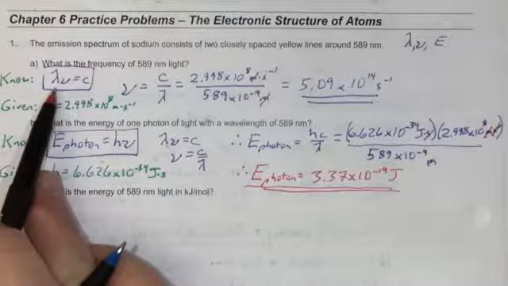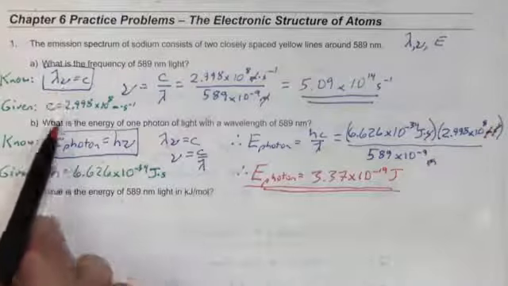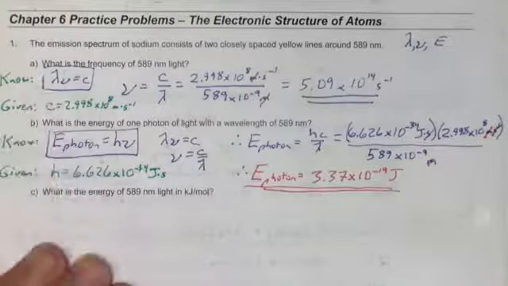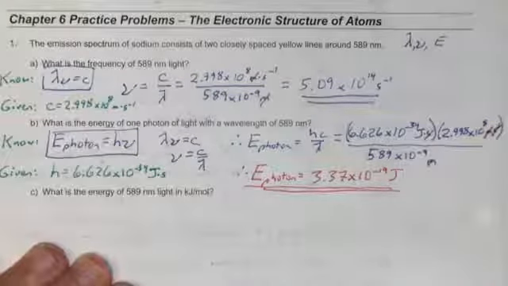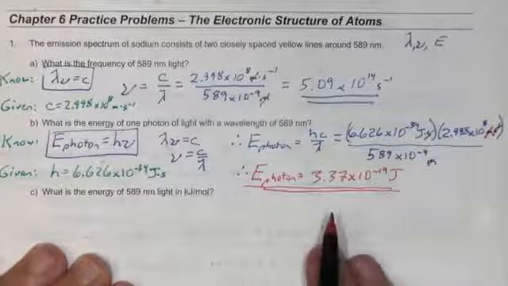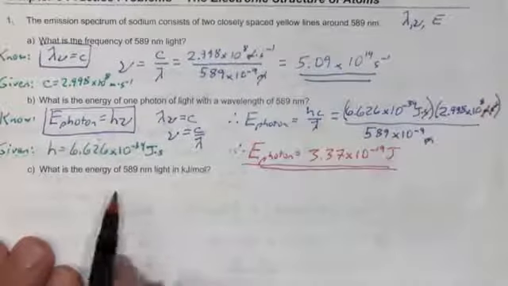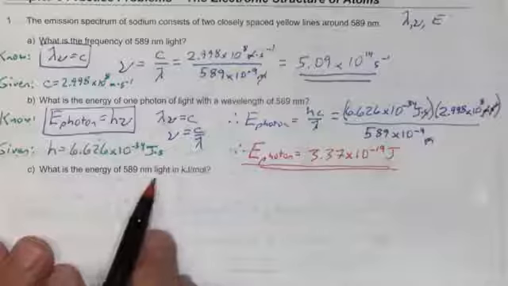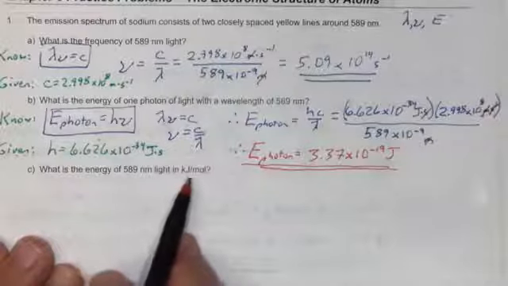So if you know the wavelength or the frequency or the energy, you can calculate any of the other two variables that you need to know. So the next question says, what is the energy of 500 nanometer light in units of kilojoules per mole?